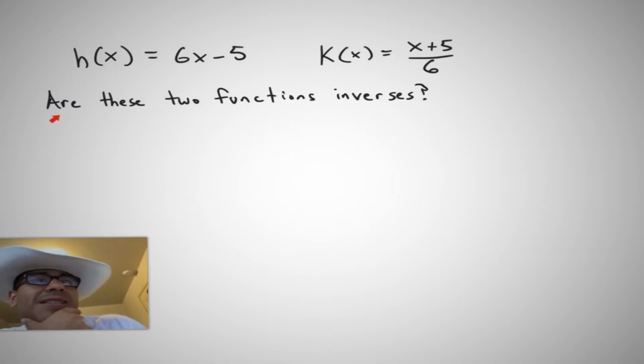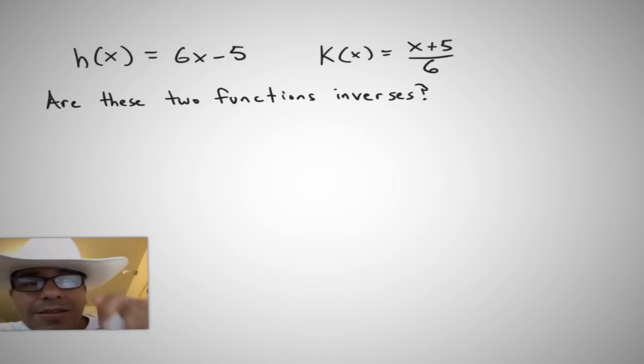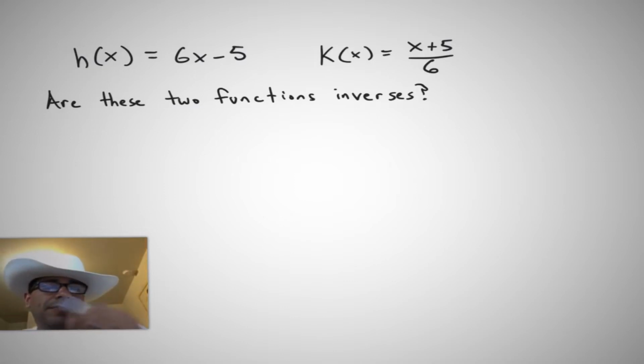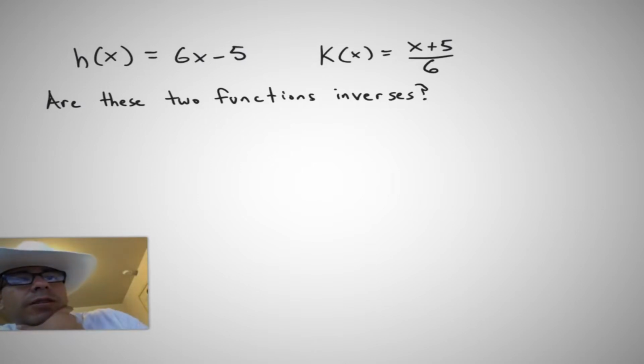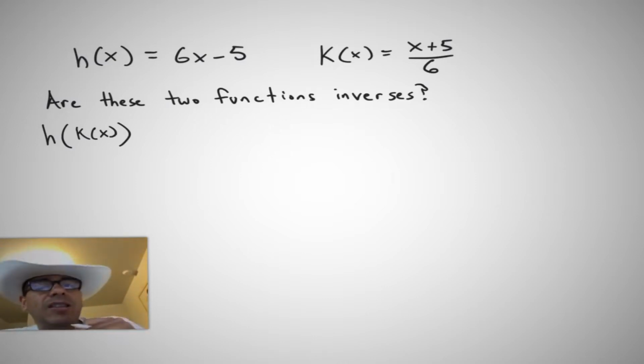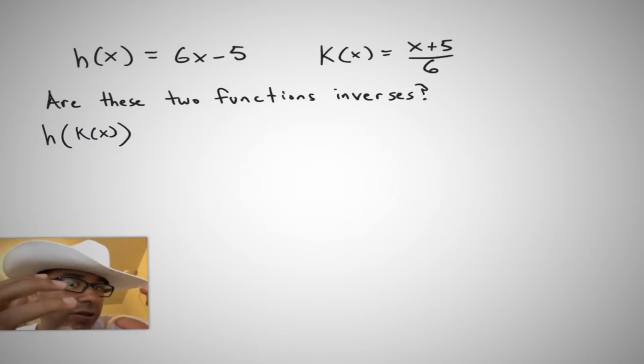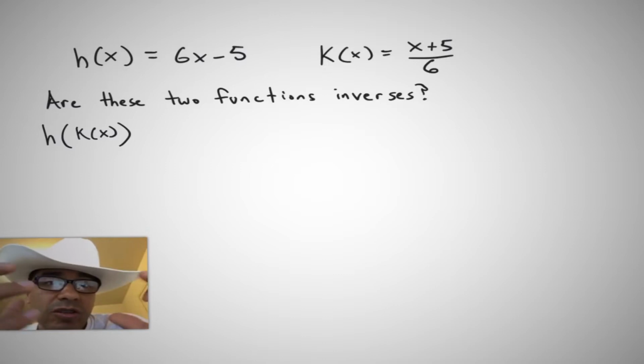We're looking to see if these two functions, h of x and k of x, are inverses. What do we have to show to prove or disprove if they're inverses? We'll take one of these functions, say k of x, and plug it into h of x. So we take one function and stick it inside the other function. And this is how baby functions are born, you see.